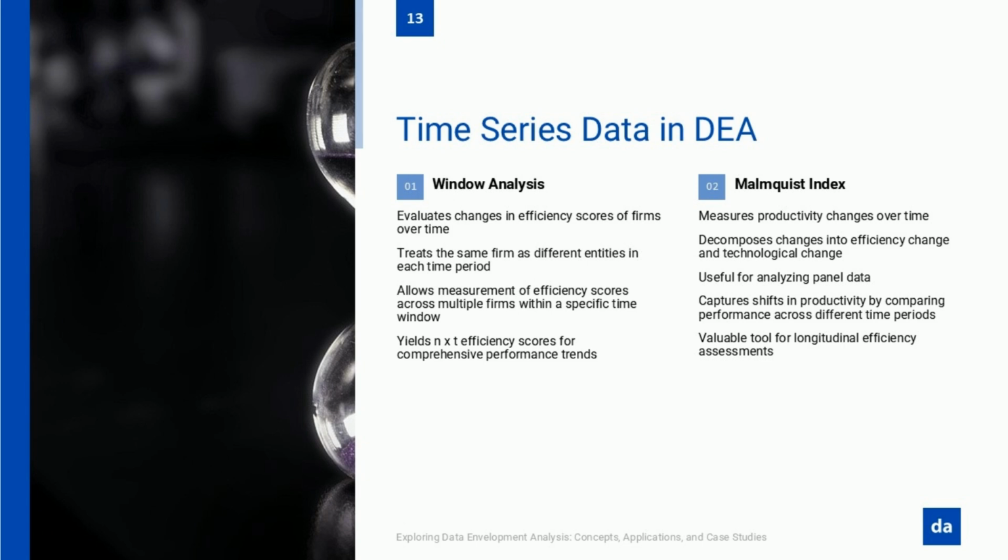Now here's where it gets interesting. When we analyze efficiency, we often take a single measurement at a given time. Traditional DEA does exactly that. It looks at one moment and says, hey, this company is operating at 80% efficiency. But what does that really mean? What if last year they were at 90% or 60%? A single score doesn't tell us whether things are getting better, getting worse, or staying the same.